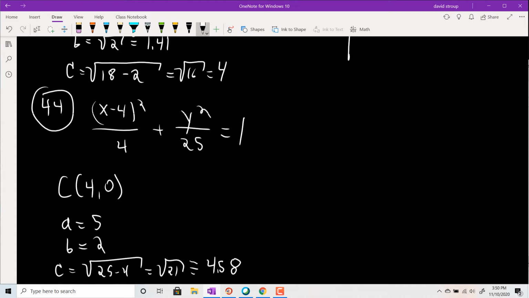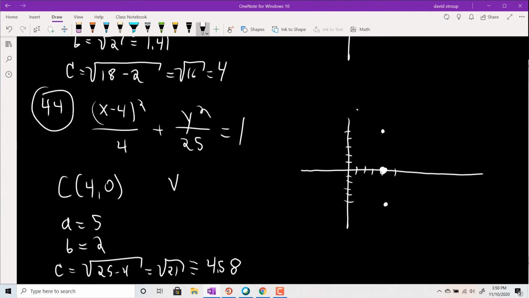Okay. The bigger number is with the y variable, so it's oriented with the major axis parallel to the y-axis. And in particular, where am I? I'm on the x-axis. Okay, so it's kind of in this first and fourth quadrant. So 1, 2, 3, 4. 4, 0 is the center. And then I'm going up and down by 5. 1, 2, 3, 4, 5 to get to the vertices.